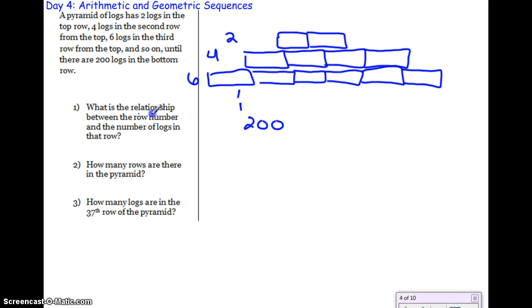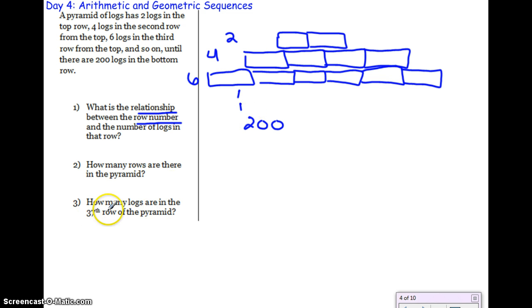So think about the relationship between the row number and the number of logs. In the first row I have 2 logs, second row 4 logs, third row 6 logs. And how many rows are there in the pyramid if I have to get to 200 on the bottom? A way to get started is once you figure out that relationship, then you could figure out how many logs are on any row.